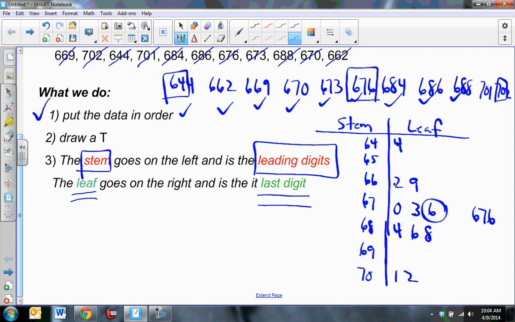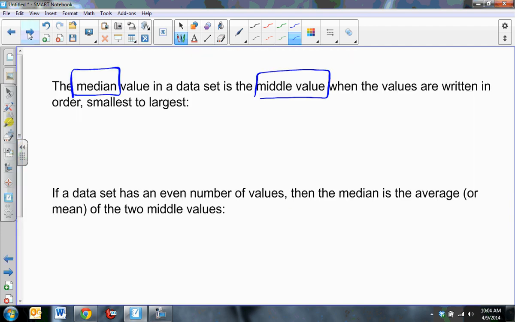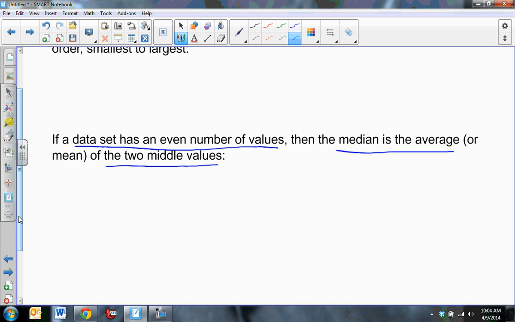All right, so notice in this set we had an odd number of values. We had 11 numbers, so there was a middle value. But if a set has an even number of values, then the median is the average of the two middle numbers. And another word for average is mean. Okay, so let's take a set like that. Let's say I have these numbers 6, 10, let's say 15, 19, 20, and 21.